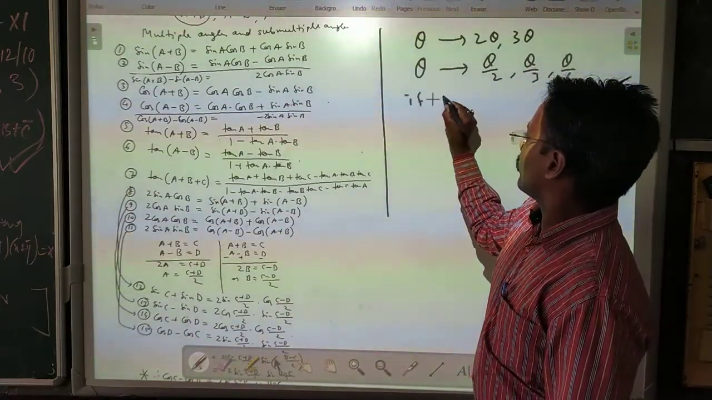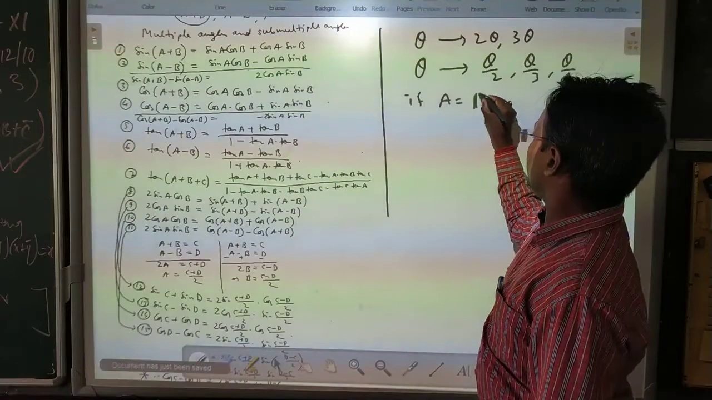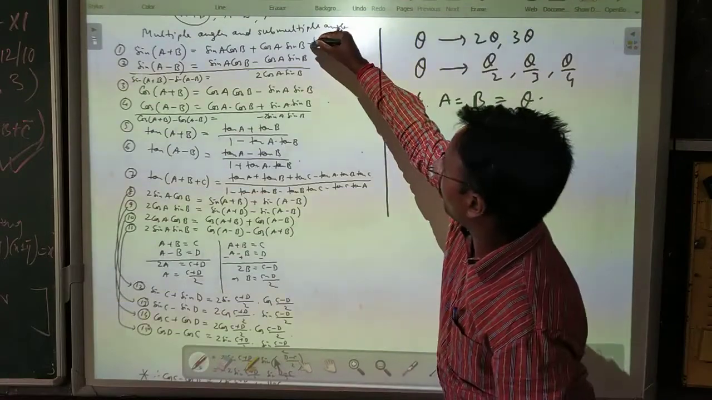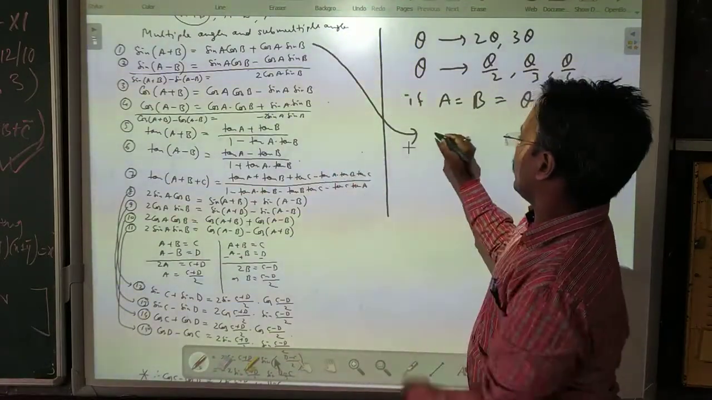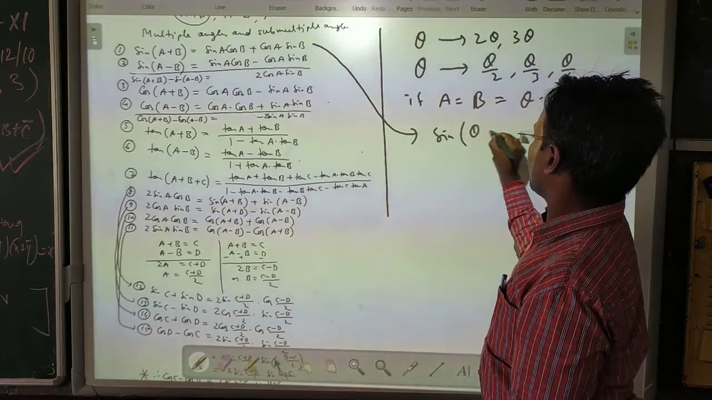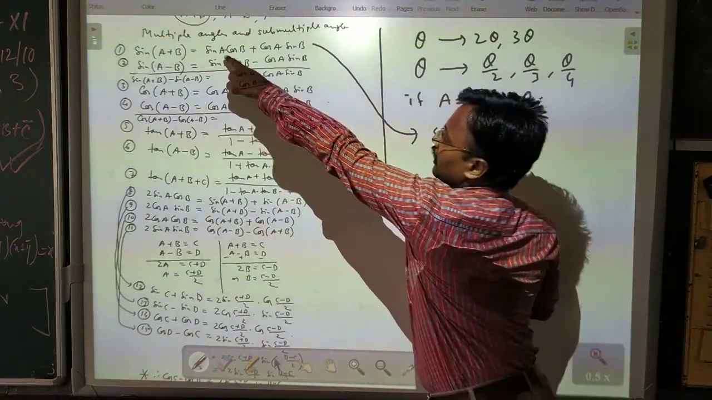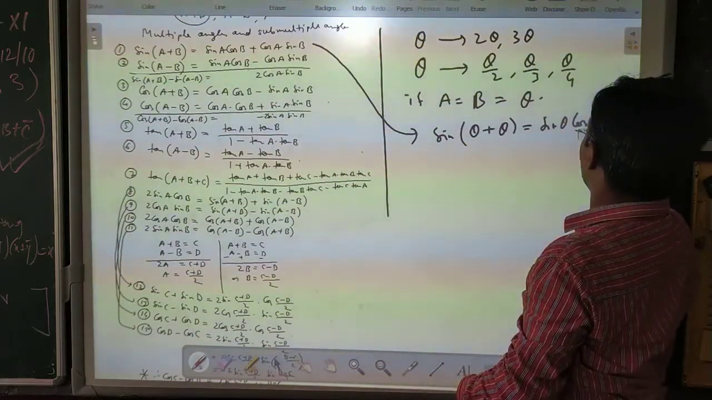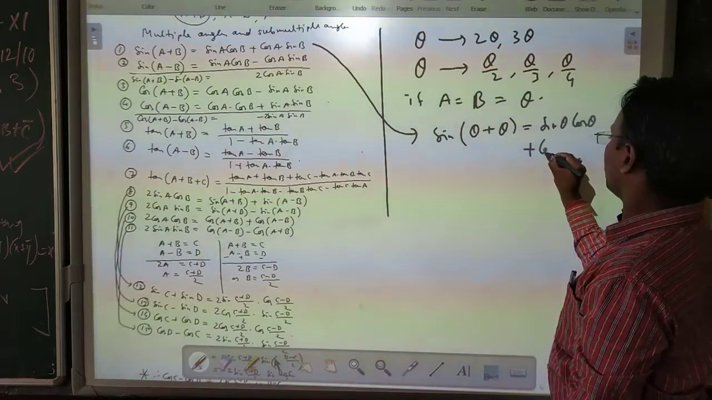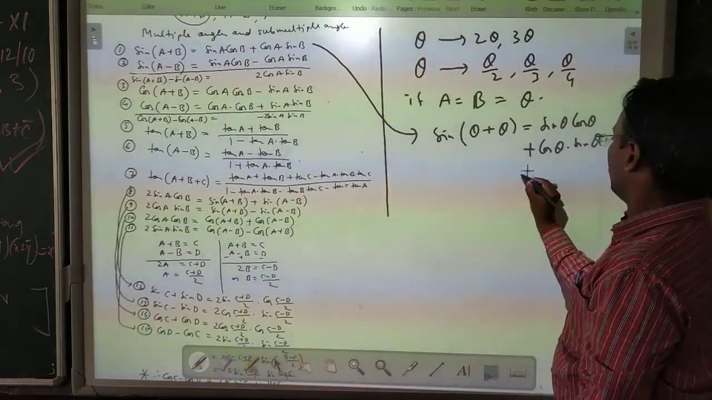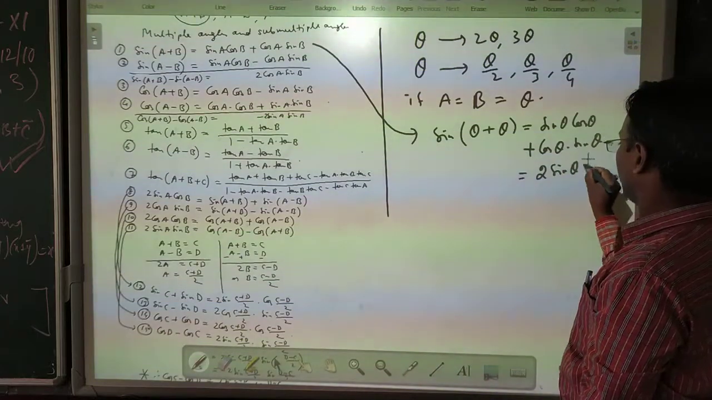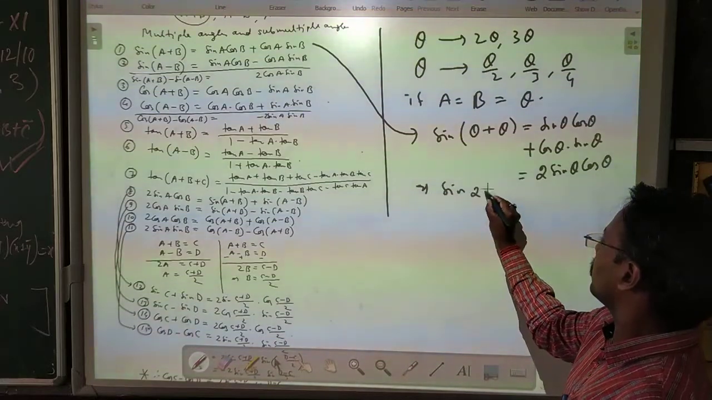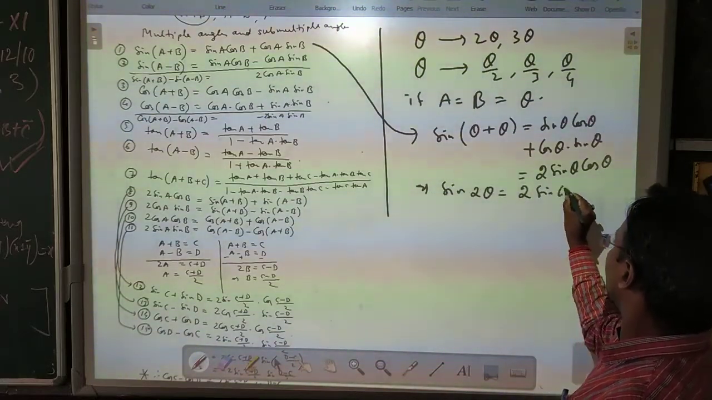So if the angles are taken as theta, suppose A is equal to theta, B is also theta, then from the first formula, what do we get? Sine theta plus theta is equal to sine theta into cos theta plus cos theta into sin theta, which is 2 sin theta cos theta. So the formula of sin 2 theta is 2 sin theta into cos theta.